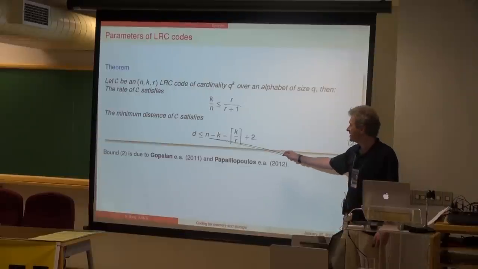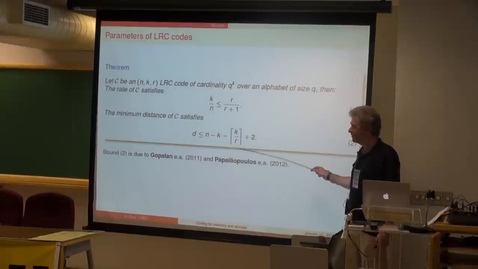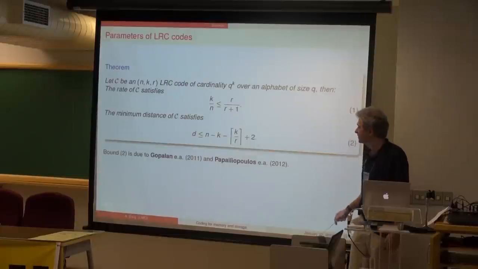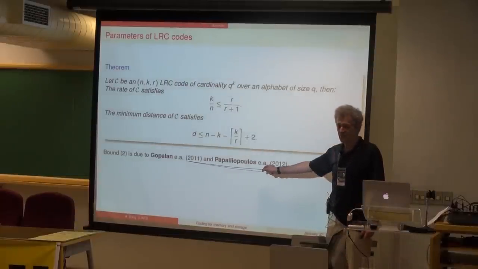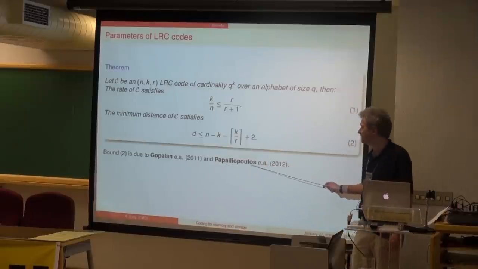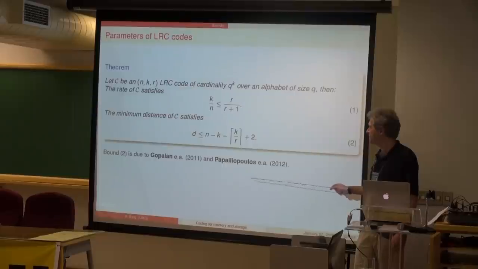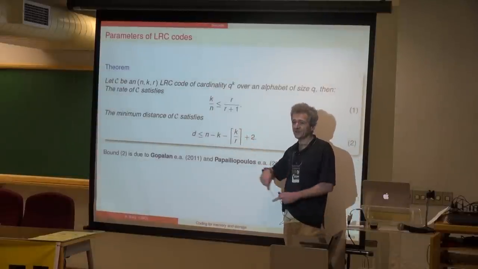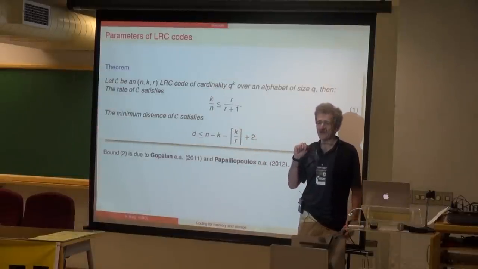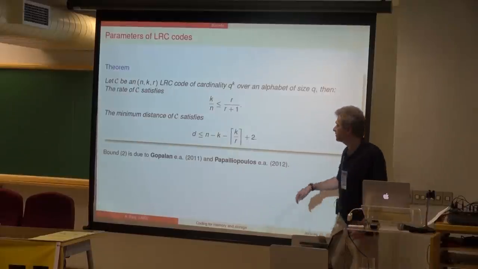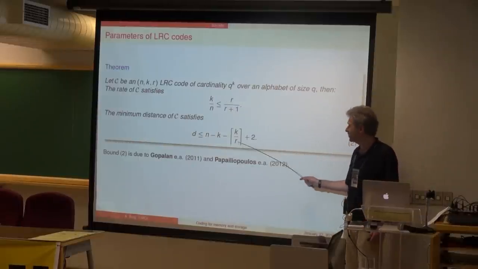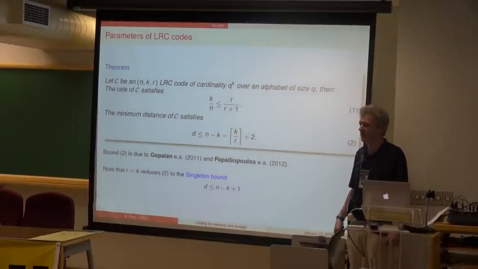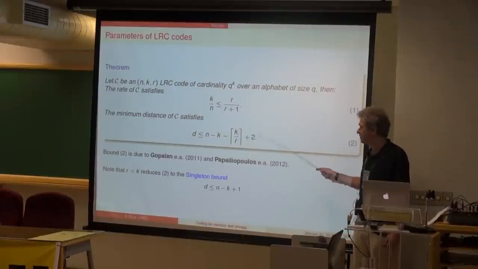And then the distance satisfies this bound: d is at most n minus k minus ceiling of k over r, plus 2. Gopalan and co-authors proved that for linear codes, and Papailiopoulos and Dimakis for unrestricted codes. Two things are to be said about this bound. First, any code can be thought of as a code with locality k, because given k symbols in a linear code, we can recover any other symbol. And so r equal to k is the largest possible. And what happens if we put r equal to k? Well, we get back the familiar Singleton bound, n minus k minus 1 plus 2, so we get the Singleton bound.